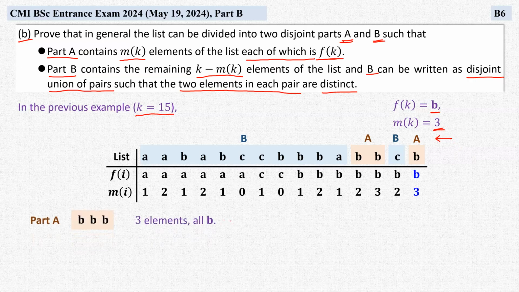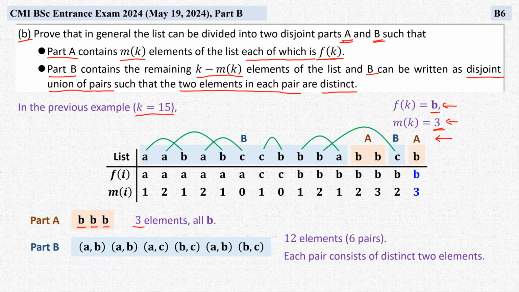If we take a look at part A first, it consists of 3 elements, which is the value of m of k, and those 3 elements are all B, which is the value of f of k. So part B consists of the remaining 12 elements, and we can group these elements by 2, for example, like this. Then we can write part B as a list of pairs of elements, in this case 6 pairs. And I only grouped 2 different elements into a pair, so the 2 elements in each pair are always distinct.